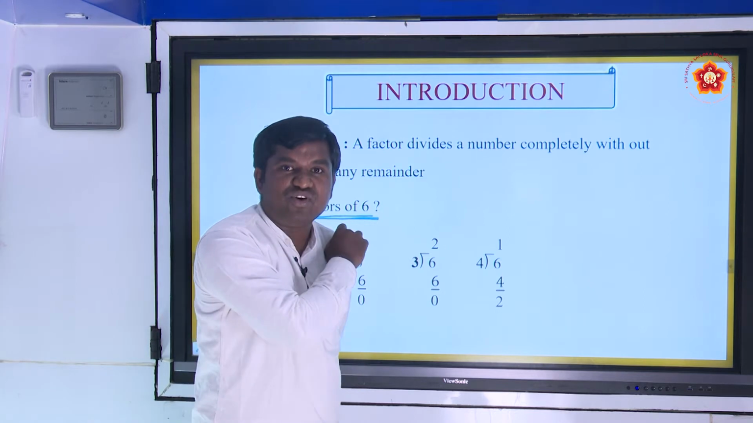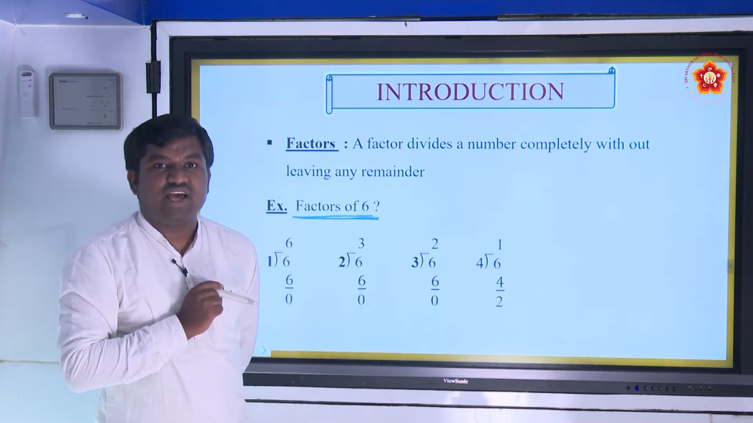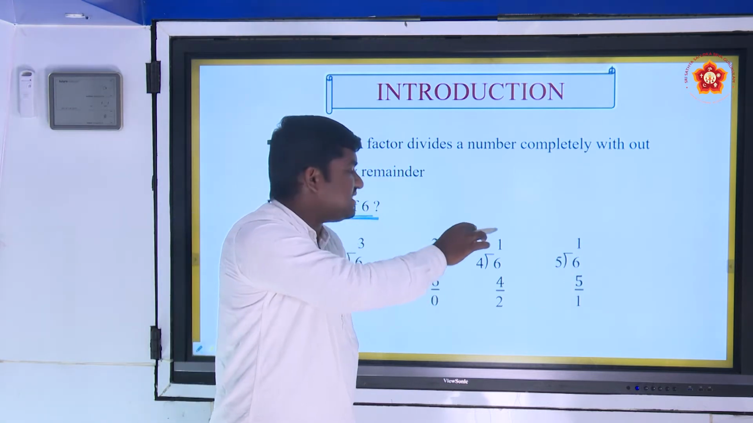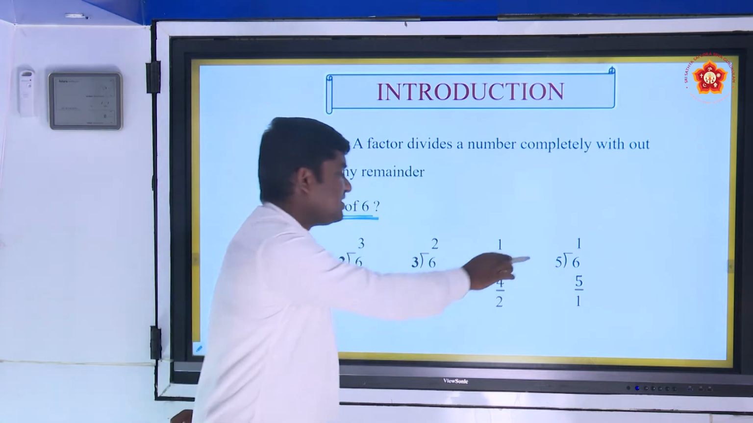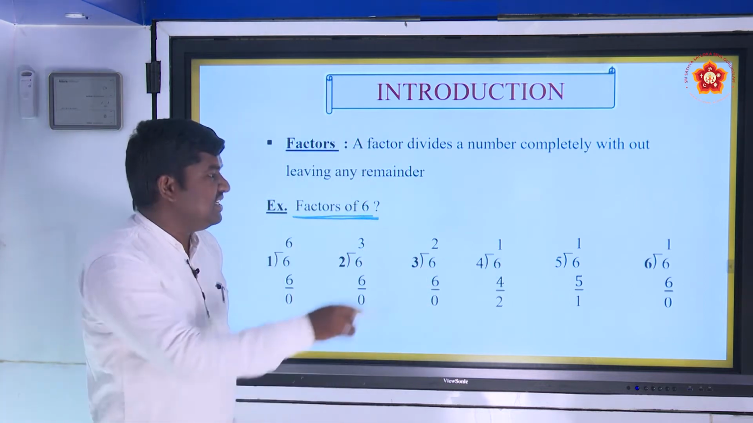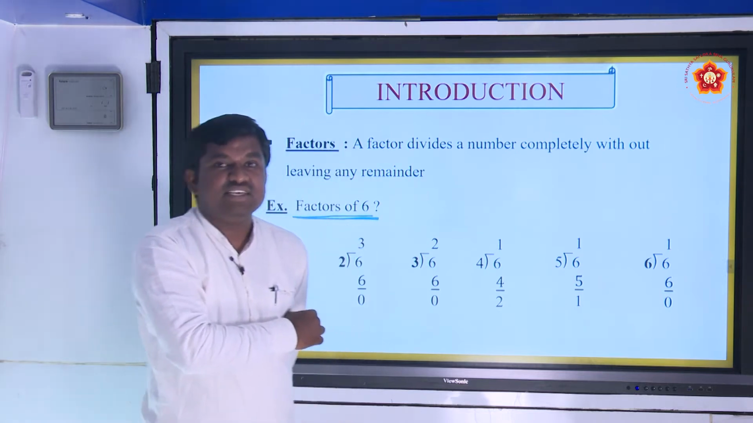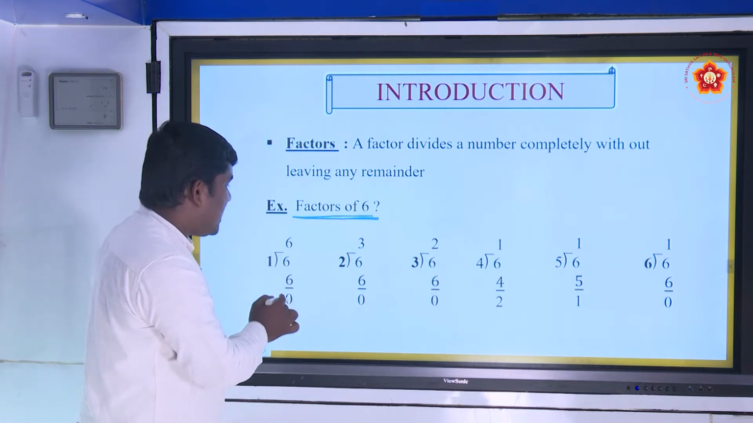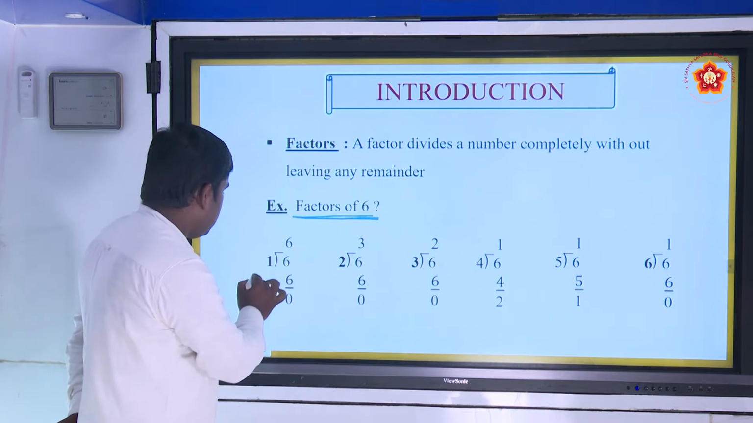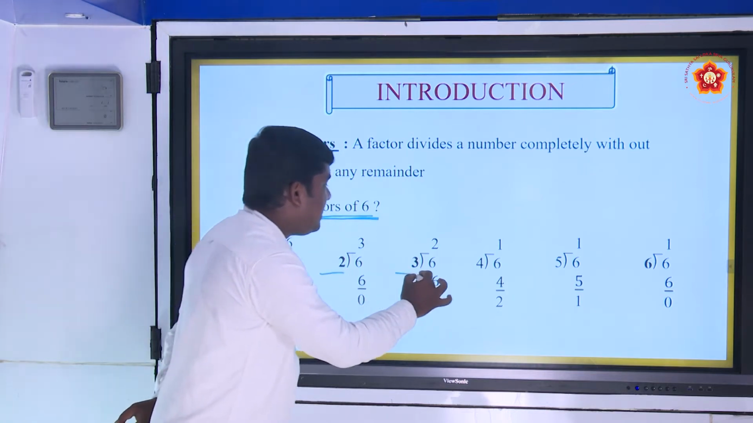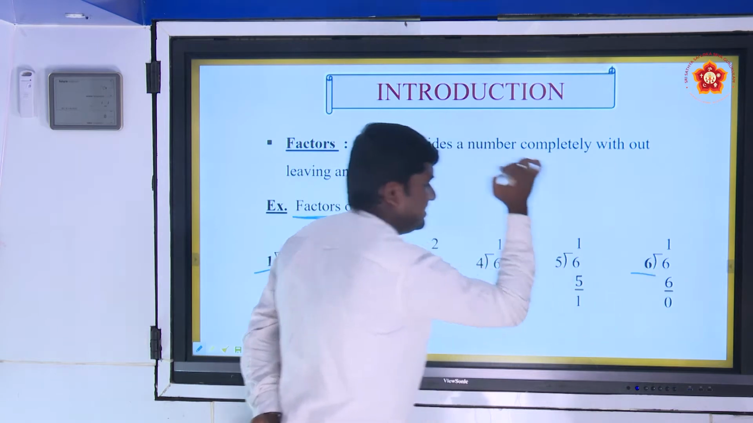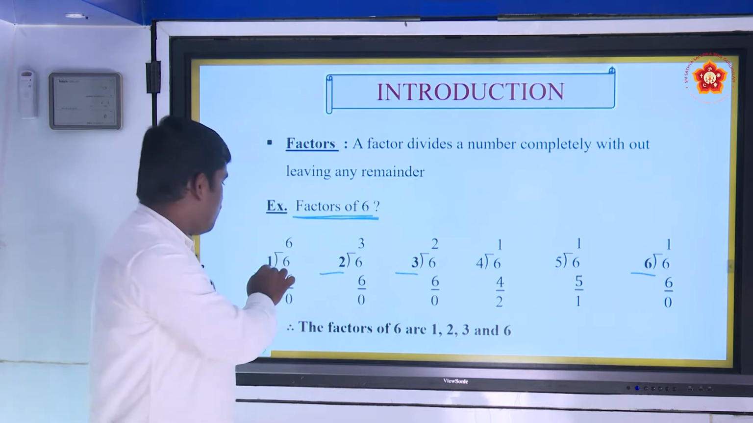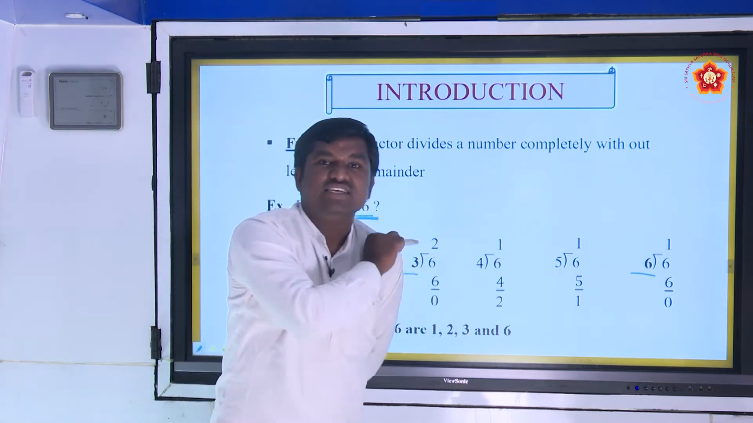Next, from 4, 4 1s are 4. What is the remainder? 6 minus 4, that is 2. Next, from 5, 5 1s are 5, the remainder is 1. 6 minus 5 is 1. Next, from 6, 6 1s are 6, the remainder is 0. Dear students, just observe from which numbers you got the remainder 0. From 1, 2, 3, and 6. So the factors of 6 are 1, 2, 3 and 6.